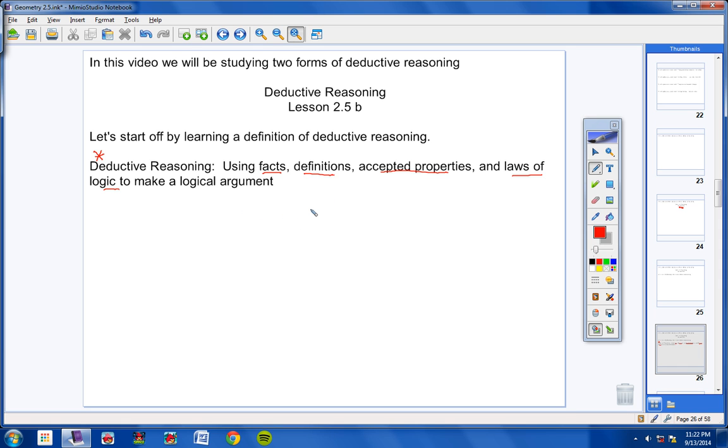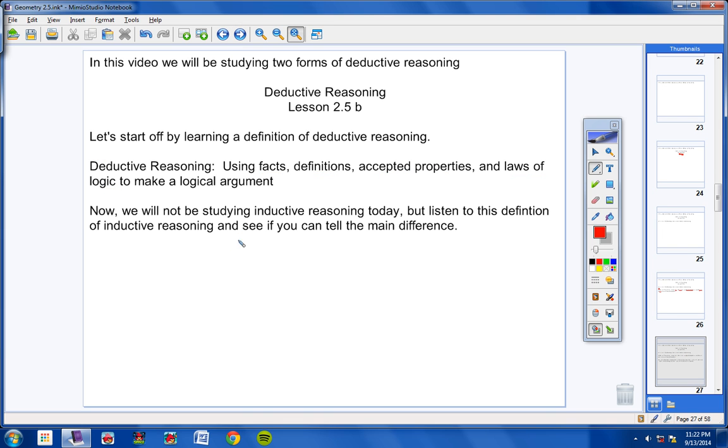Deductive reasoning is using facts, definitions, accepted properties, and laws of logic to make a logical argument. That is what deductive reasoning is.